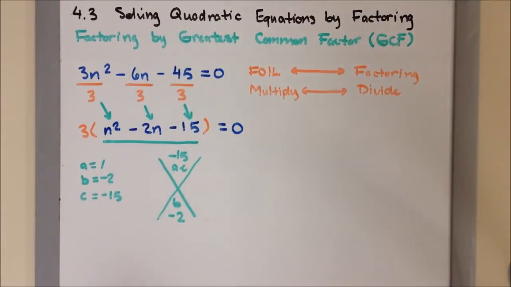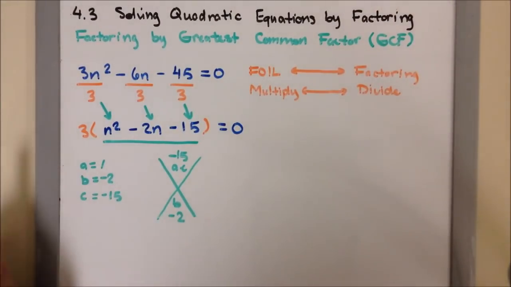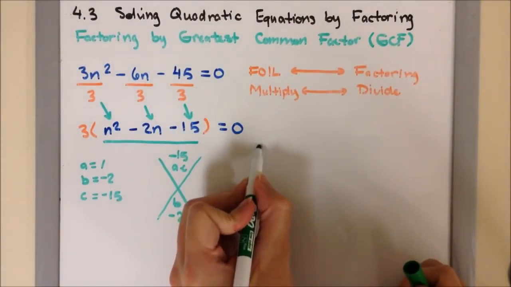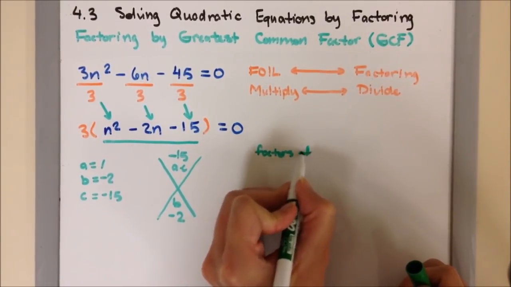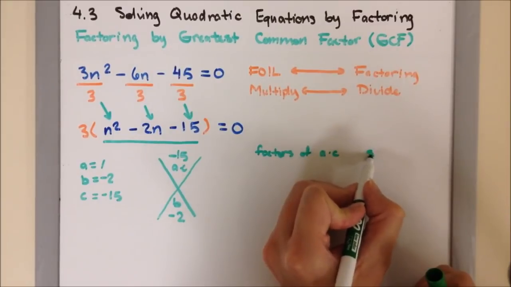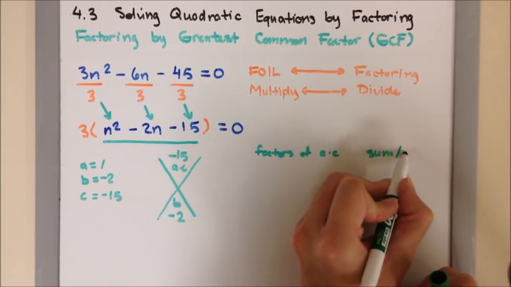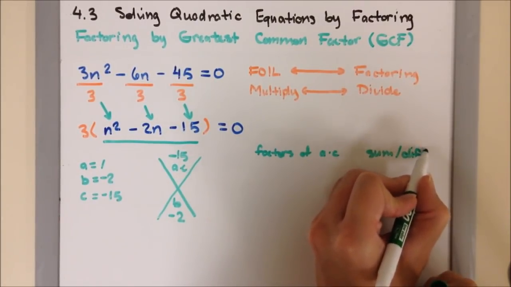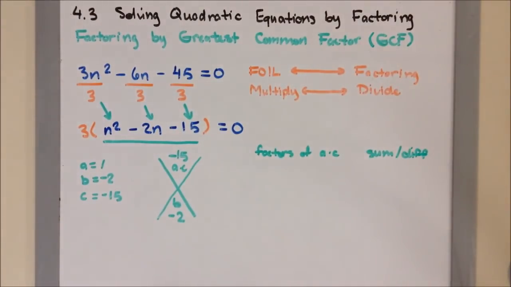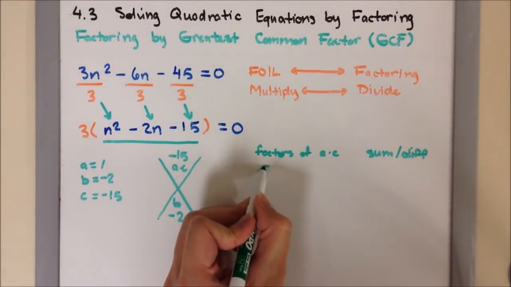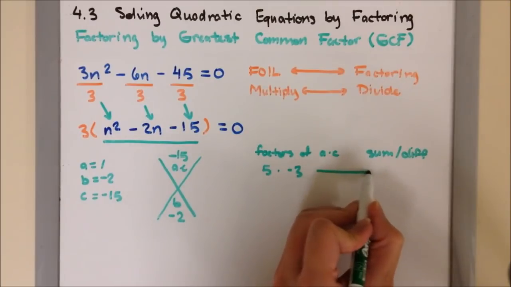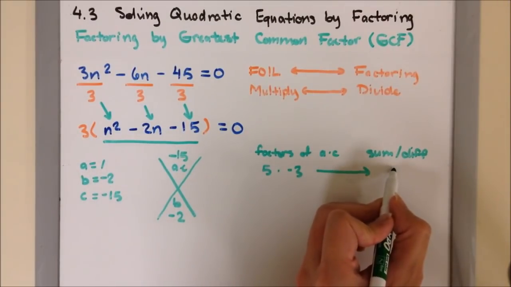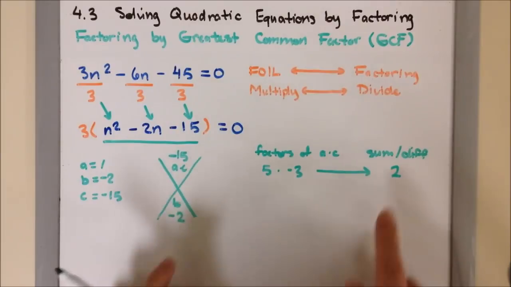So for factors of A times C, sum and difference. Alright, so factors of negative 15. I can do 5 times negative 3. If I were to combine these two numbers, positive 5 and negative 3, the sum and difference would be positive 2.